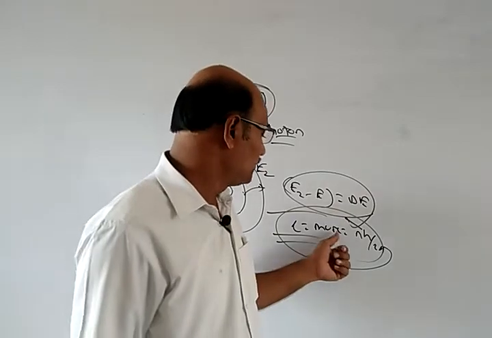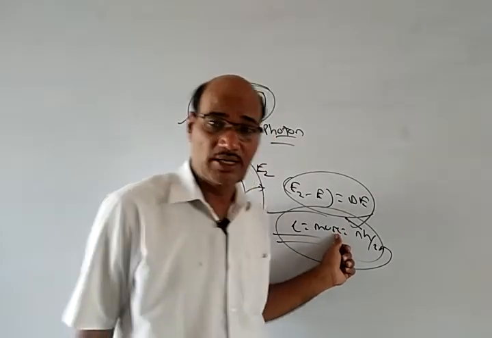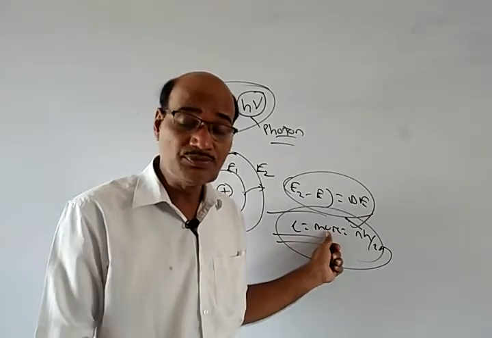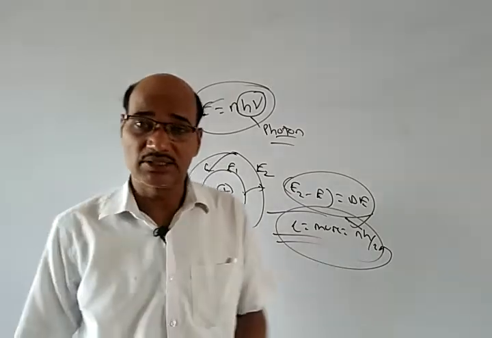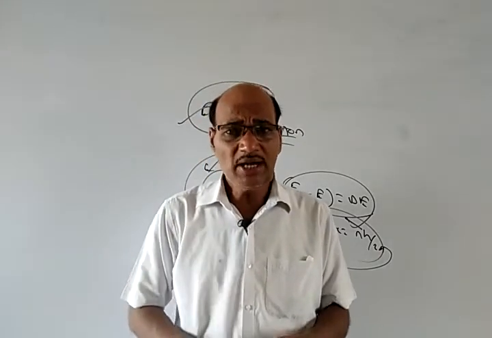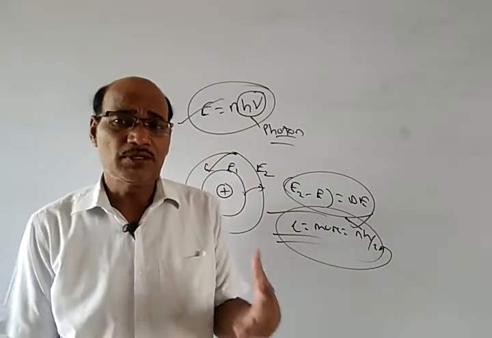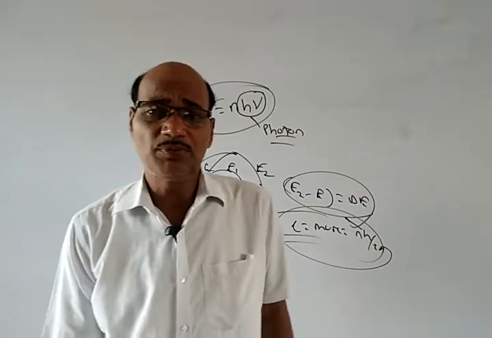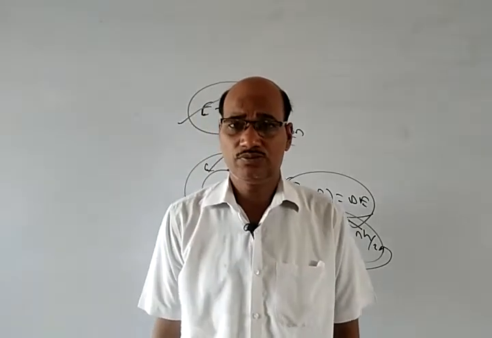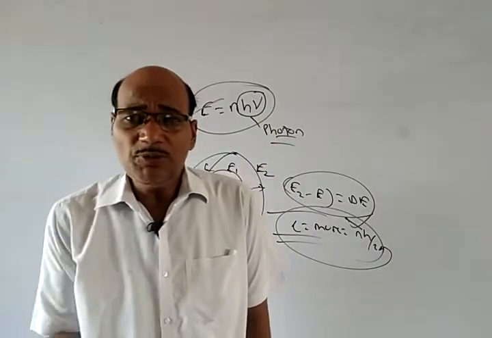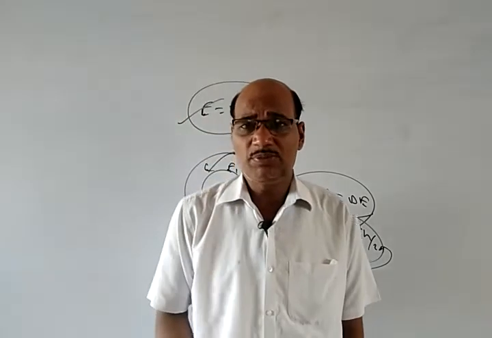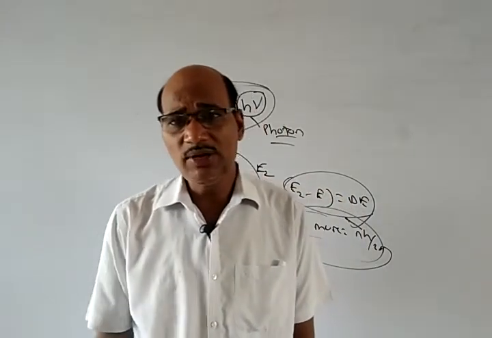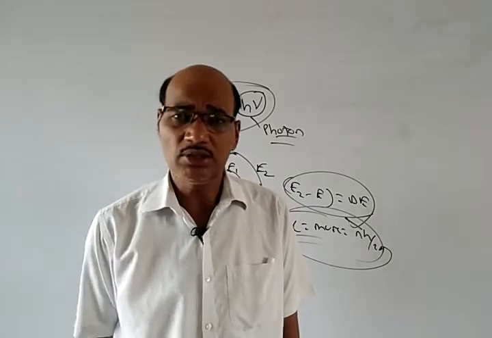Here r is the radius of the orbit, v is the velocity with which the electron is moving, and m is the mass of the electron. We have also seen that the radius of an orbit in an atom is 0.59 into n square angstrom. So the radius of the first orbit is 0.59 into 1 square, that is 0.59 angstrom, and for the second orbit it will be 0.59 into 2 square, and so on.